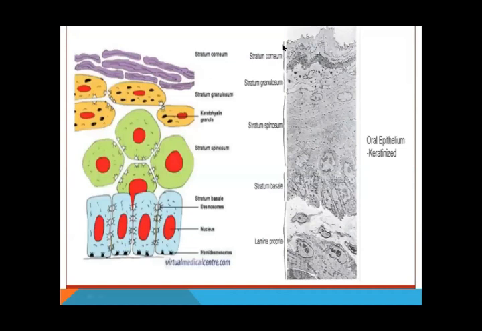This is the stratum corneum. This is the stratum granulosum. This is the stratum spinosum. This is the stratum basale. This is the lamina propria. The oral epithelium, keratinized.